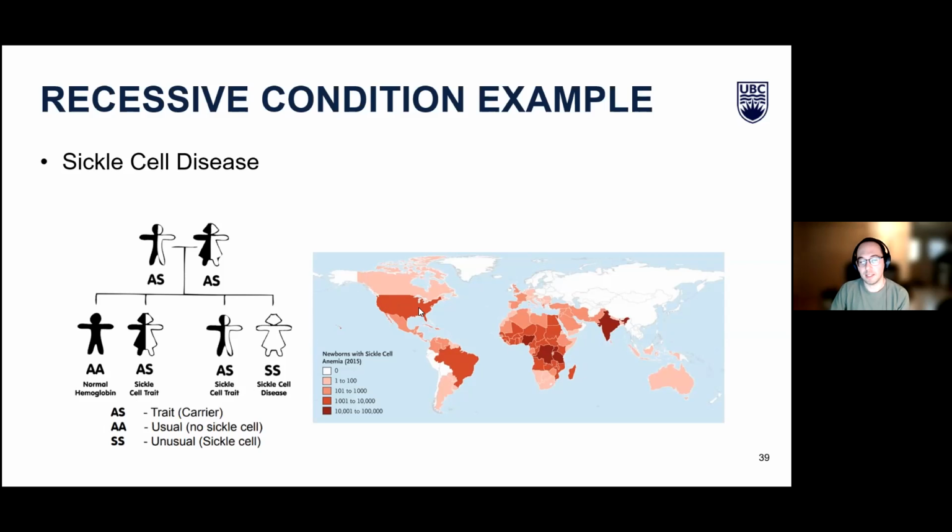In terms of the United States, as you can imagine, there's more of a prevalence of sickle cell disease related to the larger African American population in the United States, where again, Africa is one of the main areas where sickle cell disease is more prevalent.